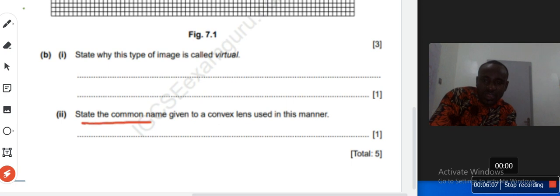It says state the common name given to a convex lens used in this manner. Well, you can talk about a magnifying glass. It's also called a magnifying glass.